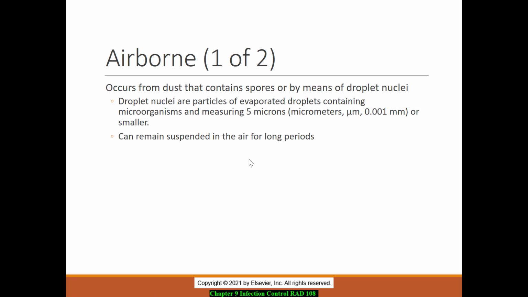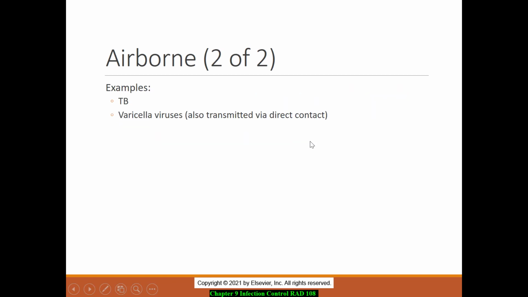Airborne transmission occurs from dust that contains spores or droplet nuclei. So these droplet nuclei can travel up to 5 microns or micrometers or smaller. So these droplets are not very big, and they can remain suspended in the air for long periods of time. So with these, you'll see a lot of patients that if they have TB, they wear a mask. Also, varicella viruses can be transmitted by direct contact. So those can be transmitted in the form on the skin of patients, and then they infect with that virus.